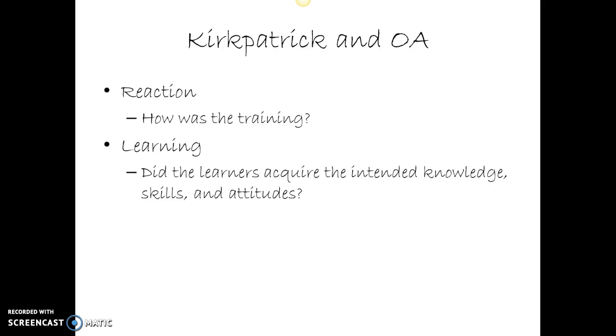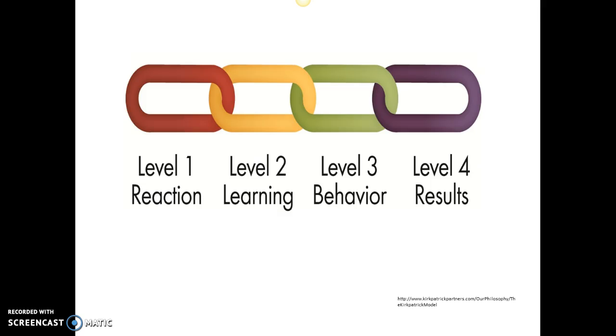So the Kirkpatrick model, level 1 reaction, how was the training, and learning, did the students acquire the intended knowledge, skills, and attitudes, are really good fits for the observational assessment. The observational assessment, of course, focuses on the one-shot, so it makes sense that it fits in with level 1 and level 2. I do want to point out that the New World model of the Kirkpatrick model, rather than looking at it as a pyramid, has developed it into a chain. And I really like this chain because it shows you that each level is worthwhile and they're still linked together, but no longer has that increasing in importance as it goes up that the pyramid had, and I encourage you to think of it that way.